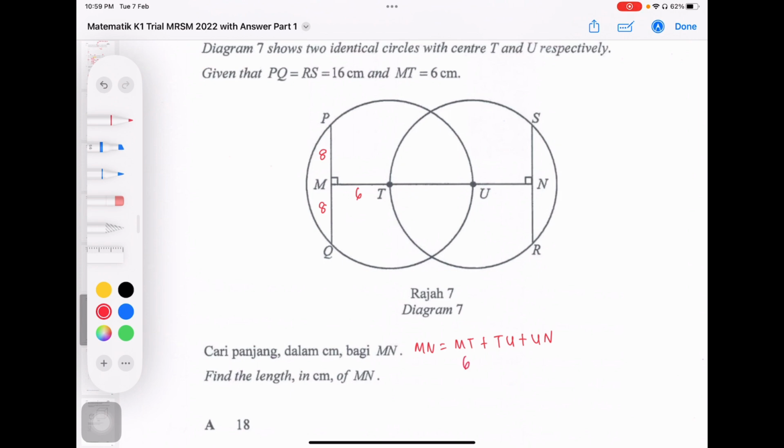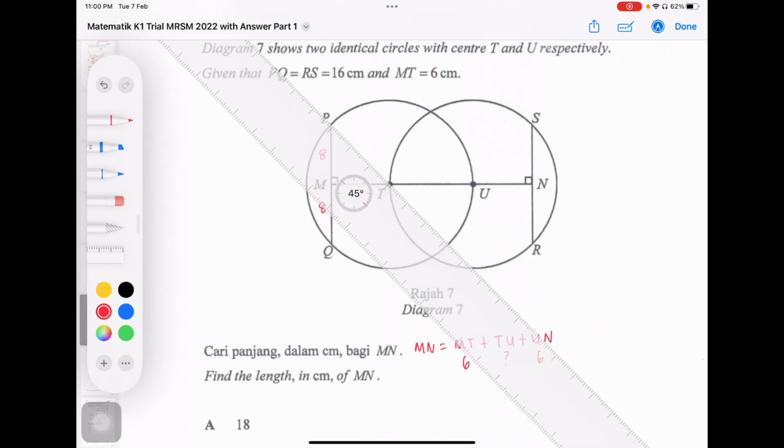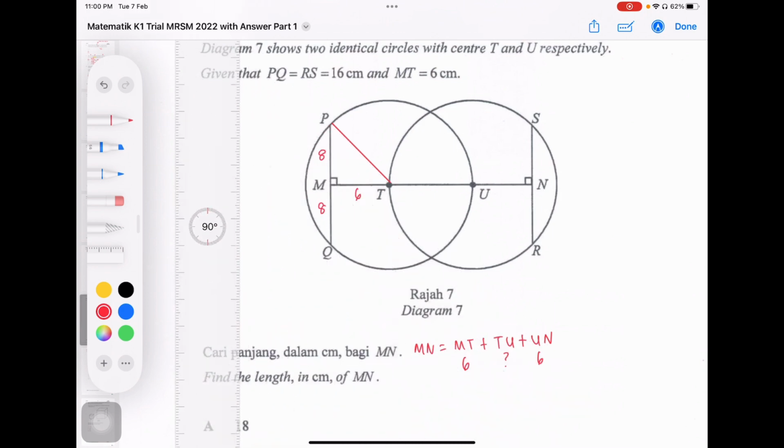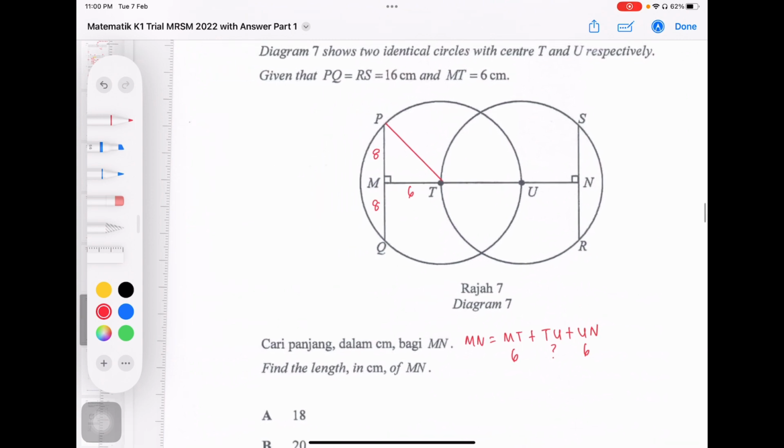Now you need to know TU. UN also you know is 6. How to find TU? We need to find the radius. It means we need to find the value of PT here, because PT is the radius. How to find PT? We need to use Pythagoras theorem.